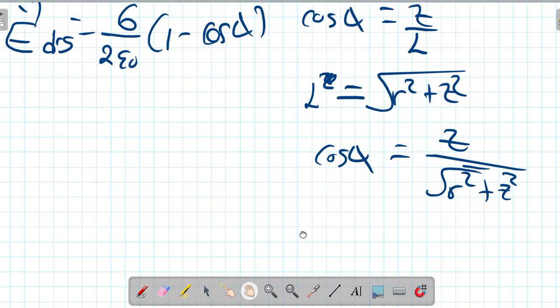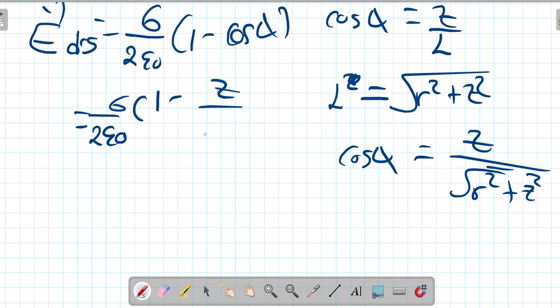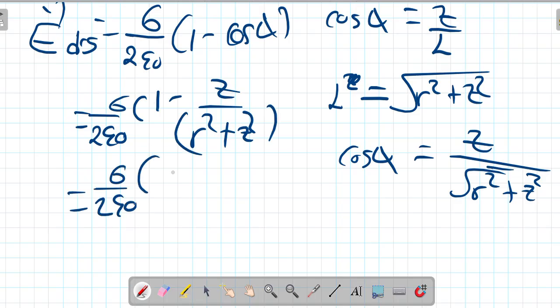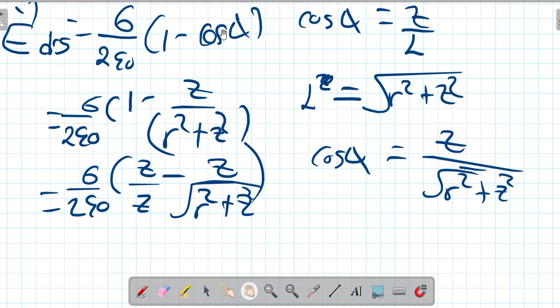If you understand, you find that, because we found for the disk, it was 1 minus Z over the root of R squared plus Z squared. It was something like this, except that where there was 1, we put Z over Z, which is the same thing. If you remember, this was the equation for the disk. Why did I decide to go further and find what cos alpha is?